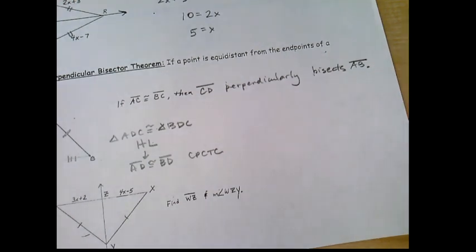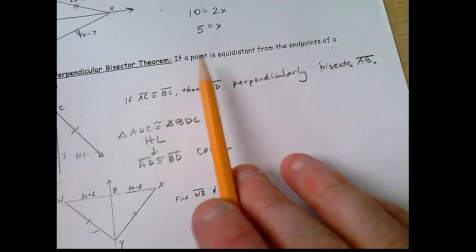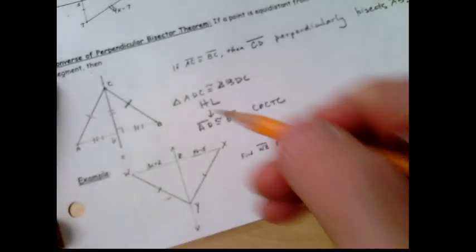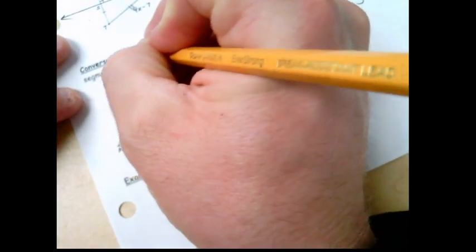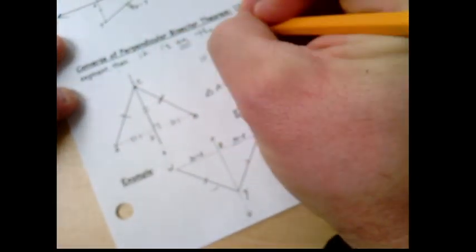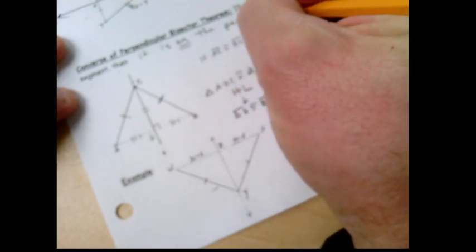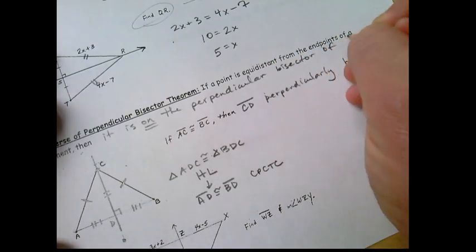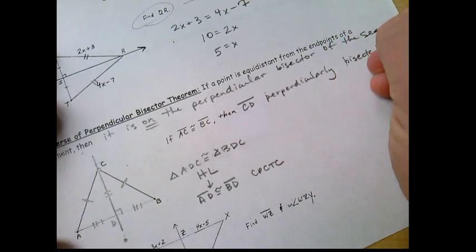Now, the theorem, just to put the theorem down: if a point is equidistant from the endpoints of a segment, then it is on the perpendicular bisector of the segment.